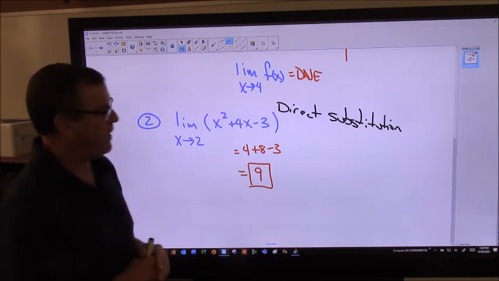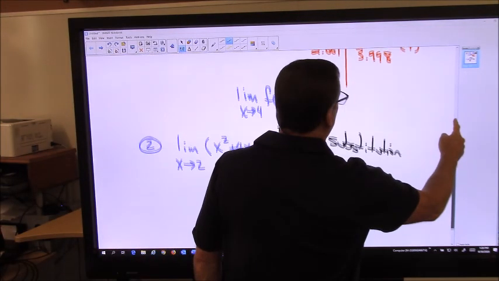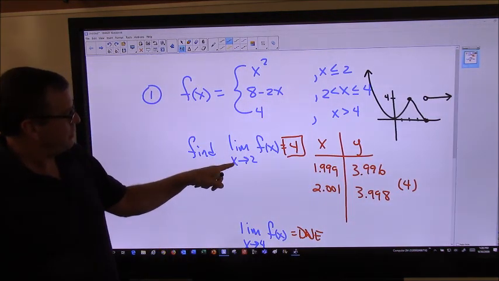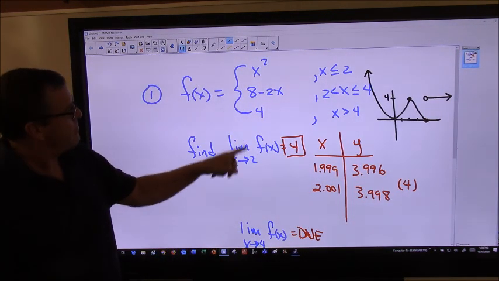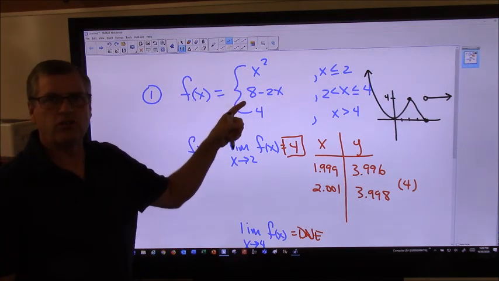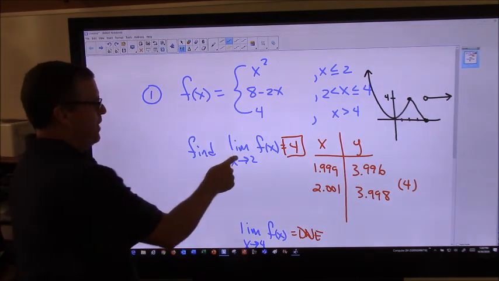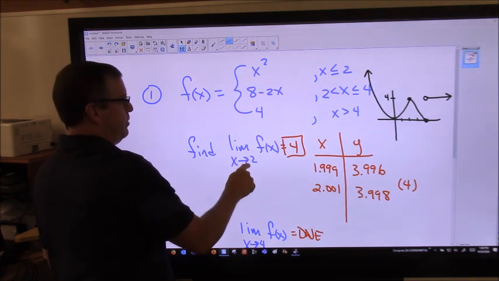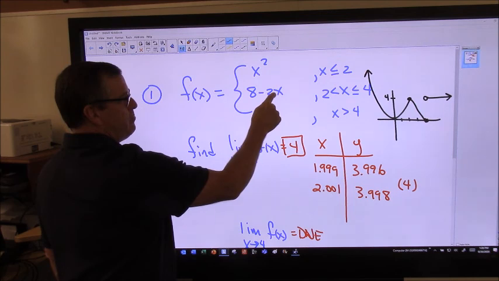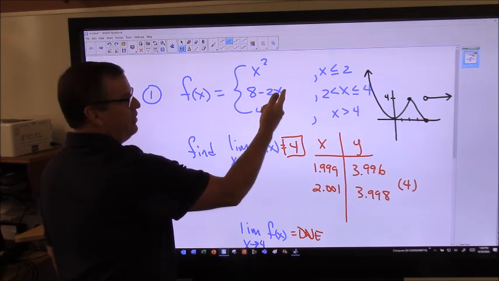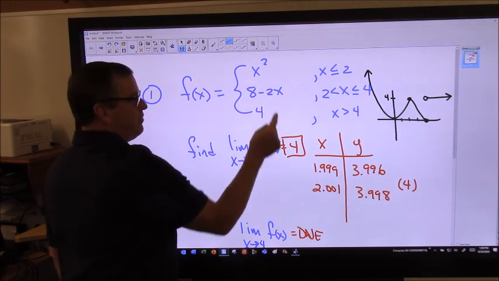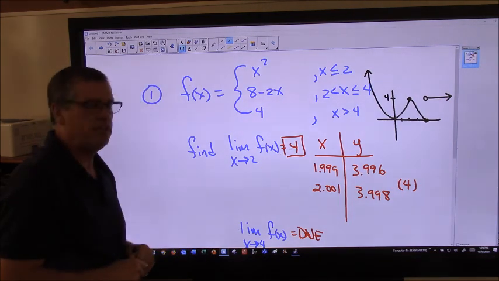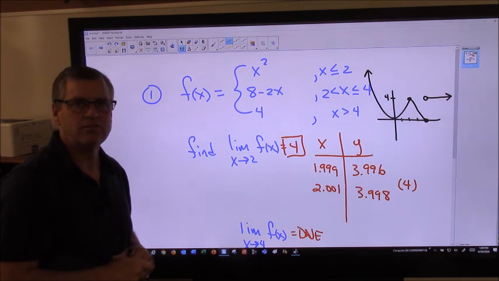Okay? If we go back up to the previous problem, I'm trying to find the limit as x approaches 2. There's no fractions here, so it is defined. If I plug a 2 straight into here, 2 squared is 4. If I put a 2 into here, I get 8 minus 4, which is 4. Since I got the same answer for both, that is the answer to the problem. So I could have solved this with direct substitution.